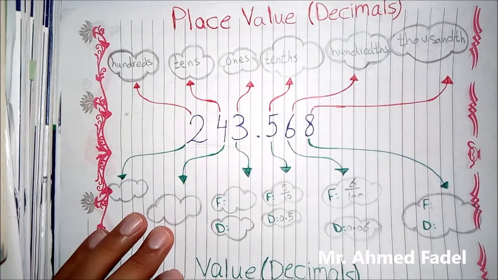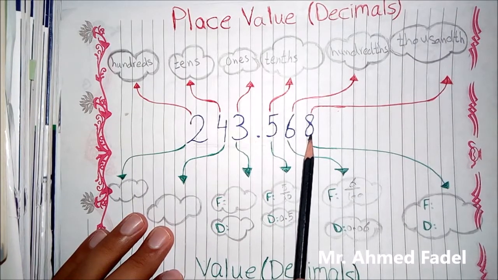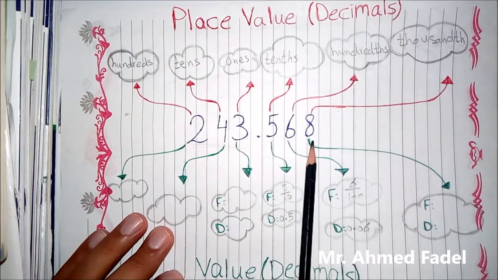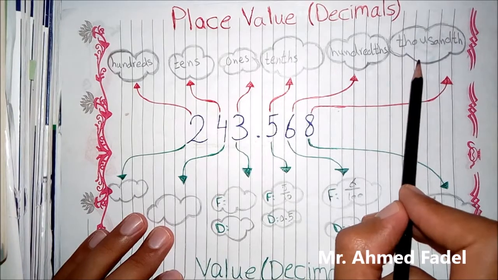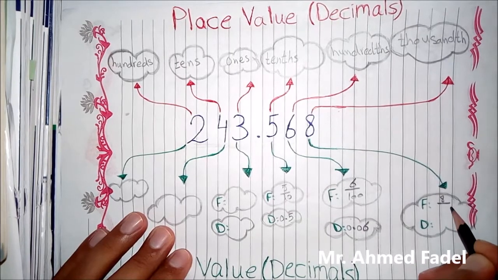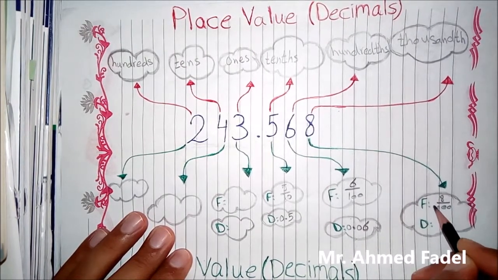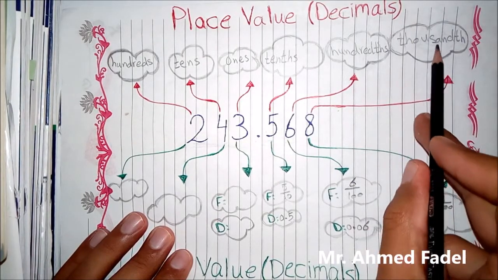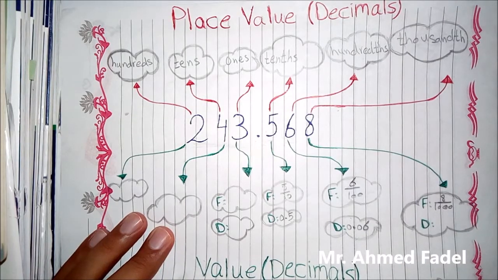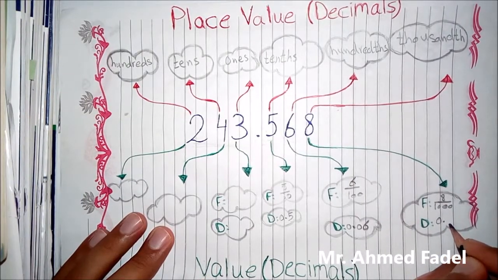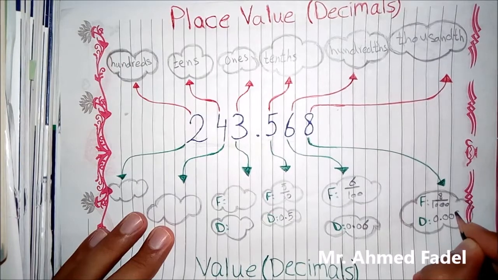The last digit here that we have is 8. 8 what? What's the place value of the 8? Mr. Ahmed said the first digit is the tenths, the second is the hundredths, and then it's the thousandths. So it's 8 thousandths. As a fraction it means 8 over 1000. And as a decimal, the thousandths is the third digit after the decimal point, so it's going to be 0 point 0, 0, 8.